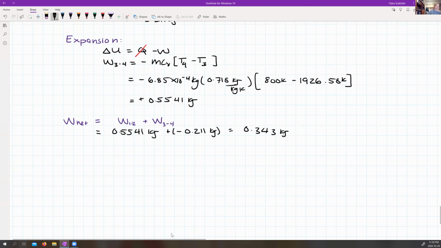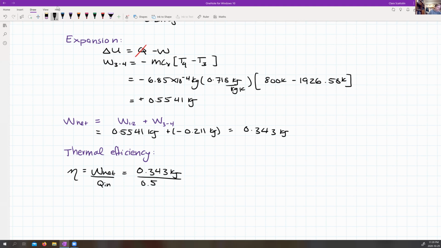So next is going to be thermal efficiency. I'm going to see that my thermal efficiency is, as before, my net work over Q in. My net work, I just calculated it, 0.343. And my Q in, I had calculated earlier as 586.6. Gives me 54.5.